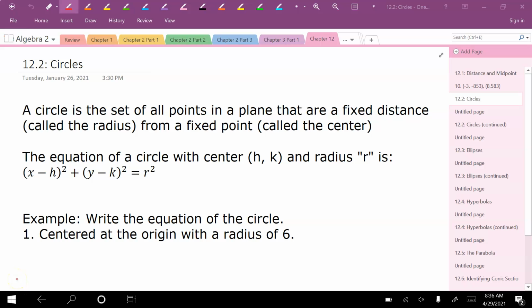So for section 2 today, we're going to talk about circles, and we're going to go over how to write the equation of a circle, and how to find the center and the radius of a circle. So a circle is a set of all points in a plane that are the same distance away from a fixed point, and that fixed point is called the center.